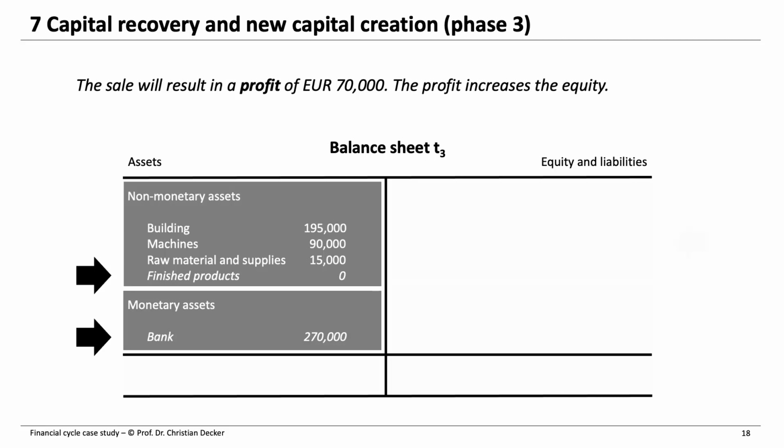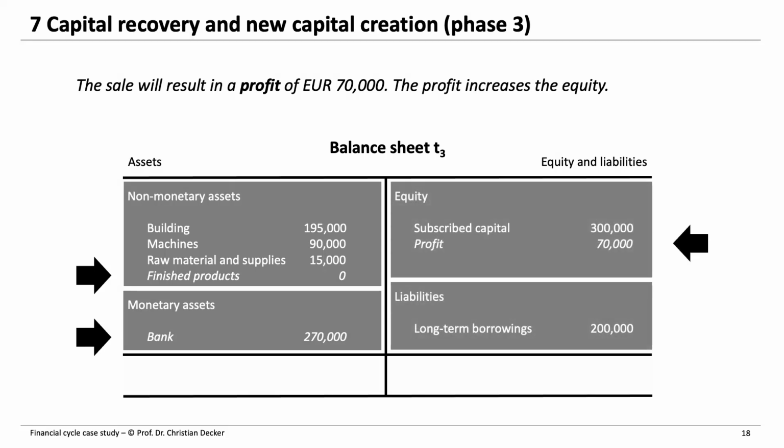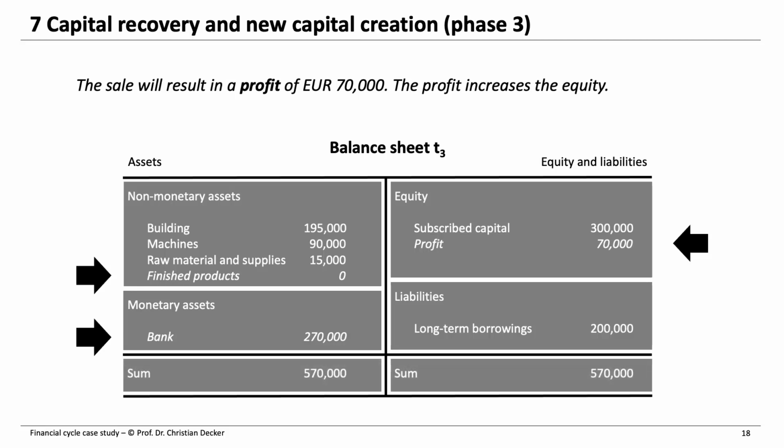On the equities and liabilities side of the balance sheet T3, the following picture emerges. The items subscribed capital and long-term liabilities still show the same balances. The equity capital increases by 70,000 euro due to a new item profit. The balance sheet sum has increased by the amount of the profit from 500,000 euro to 570,000 euro.